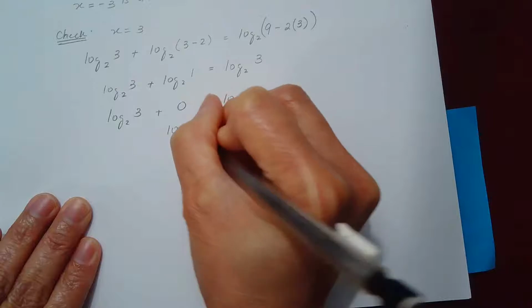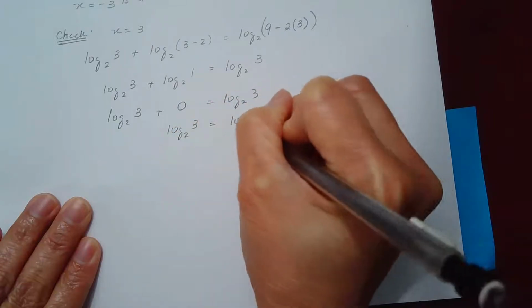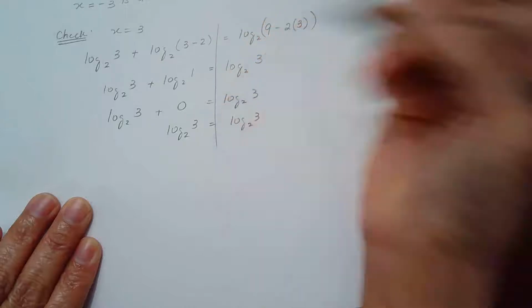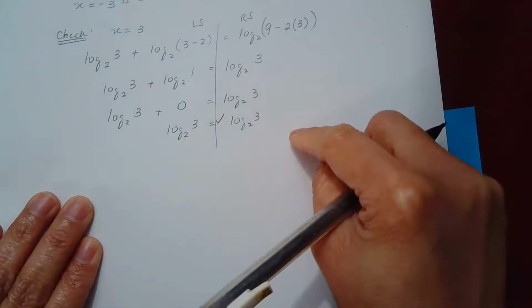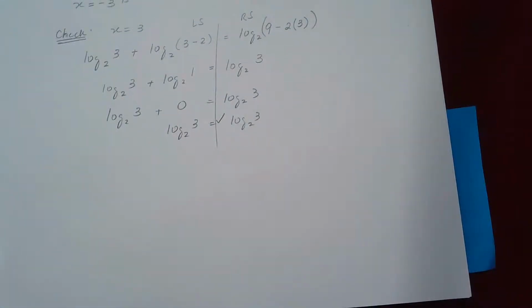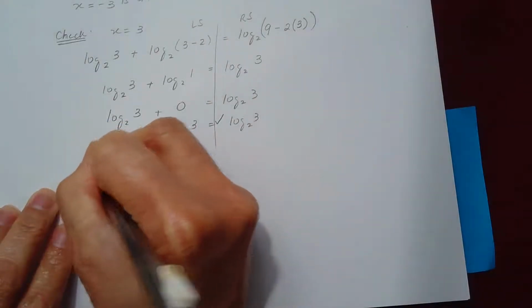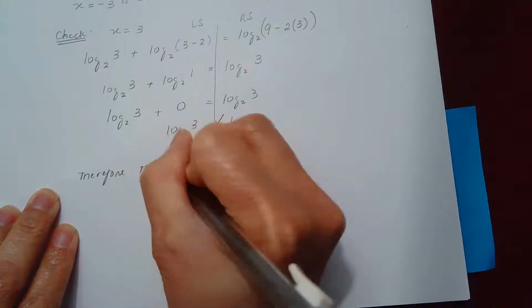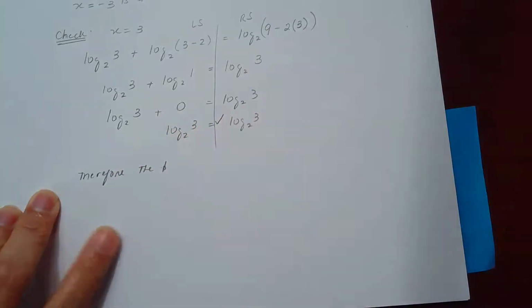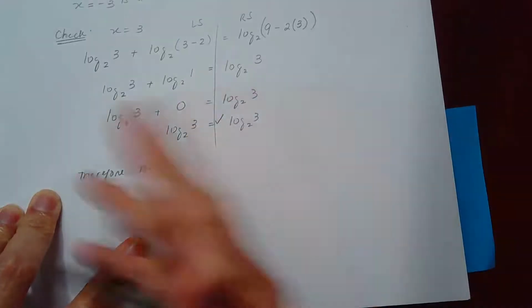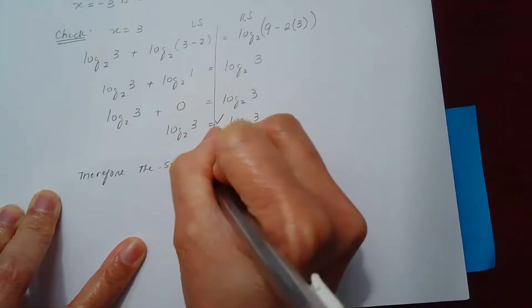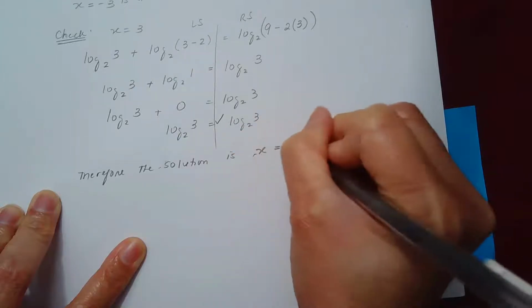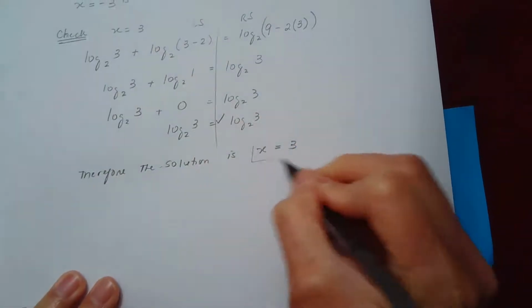So we're going to have log of 3 base 2 equals log of 3 base 2. So they're the same. The left side is equal to the right side. So they're the correct answer. Therefore, the solution is x equals 3. x equals 3.